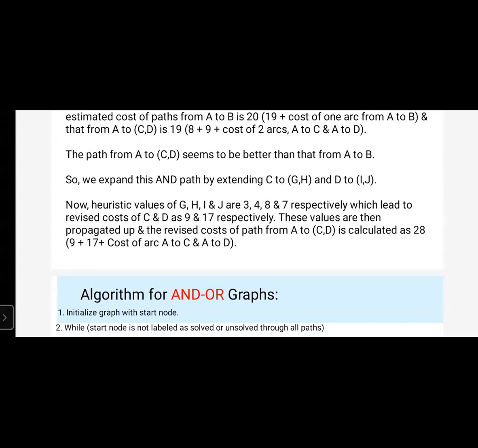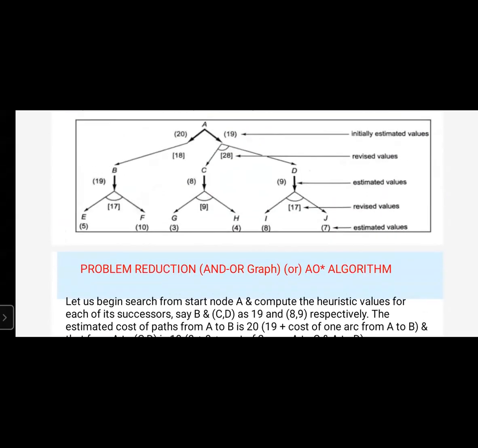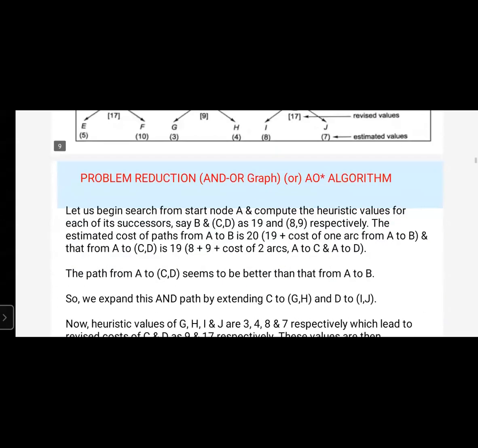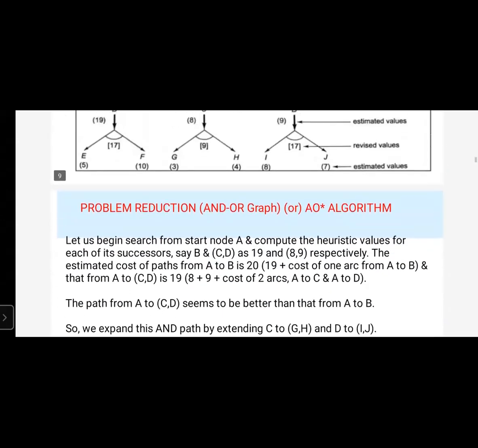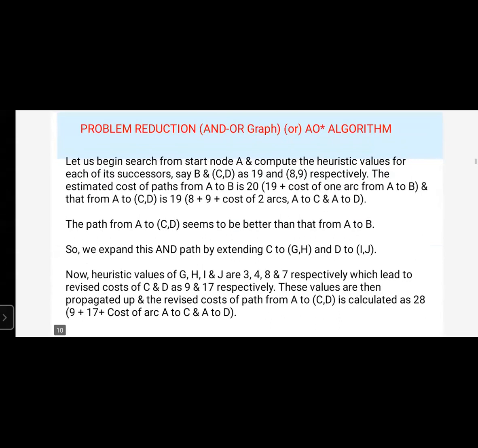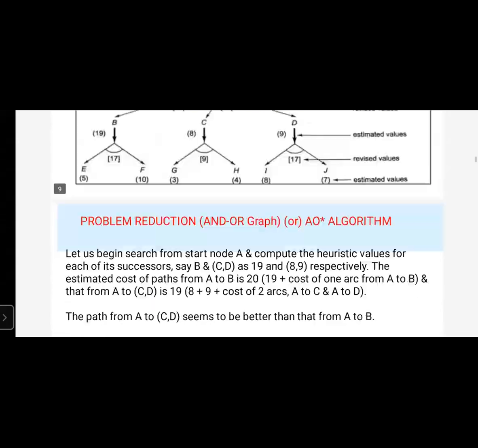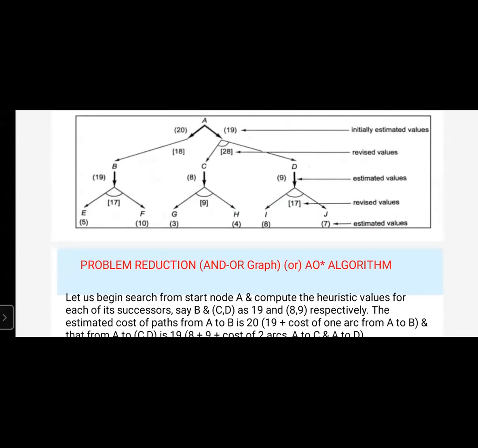Now the heuristics of G, H, I, J are 3, 4, 8, 7. By performing AND between G and H, and between I and J, I'm going to get 3 plus 4 plus 2 arcs, which is 9. Next, 8 plus 7 is 15, plus 2 is 17.